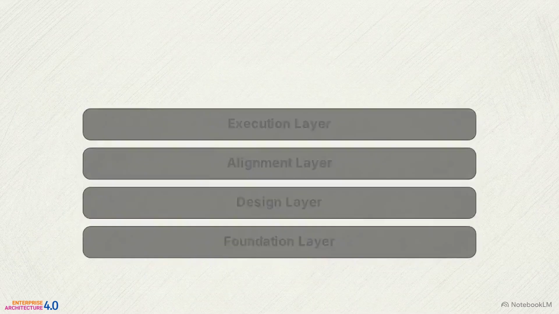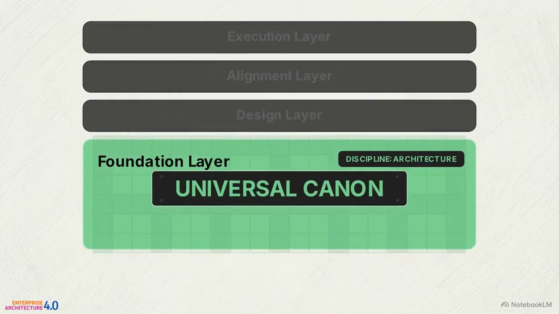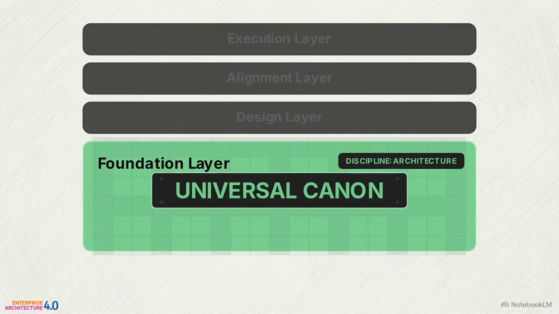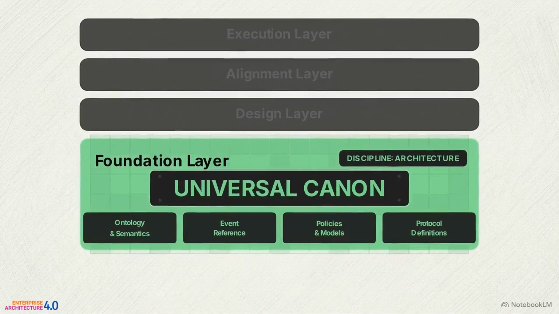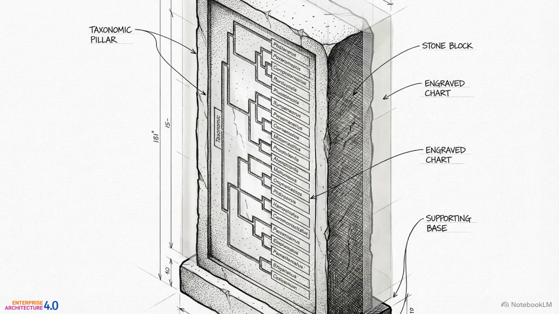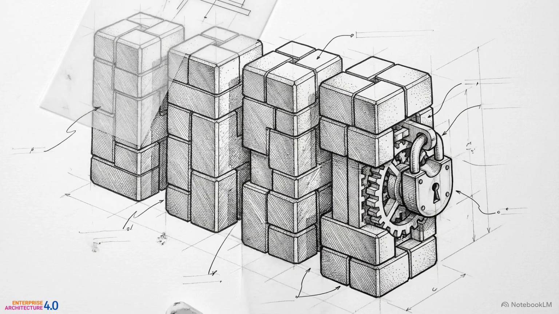We begin at the canonical base, the foundation layer. Here, the discipline is pure architecture. This is where the system's universal laws live. It provides the non-negotiable primitives that every downstream design must follow. This layer houses the core ontology, semantic models, policy types, and vital runtime controls.